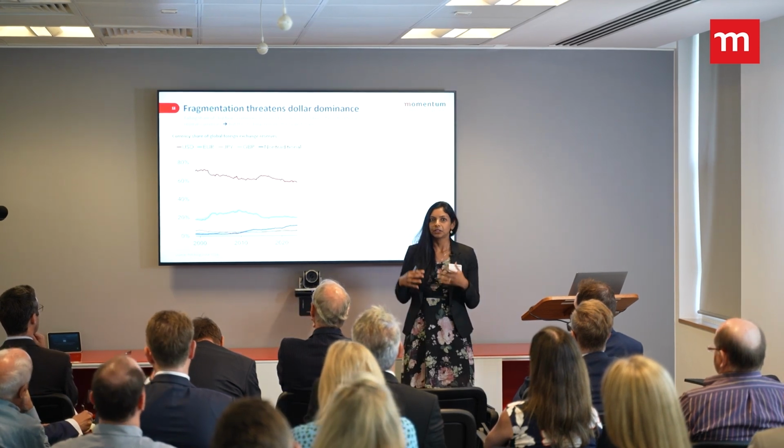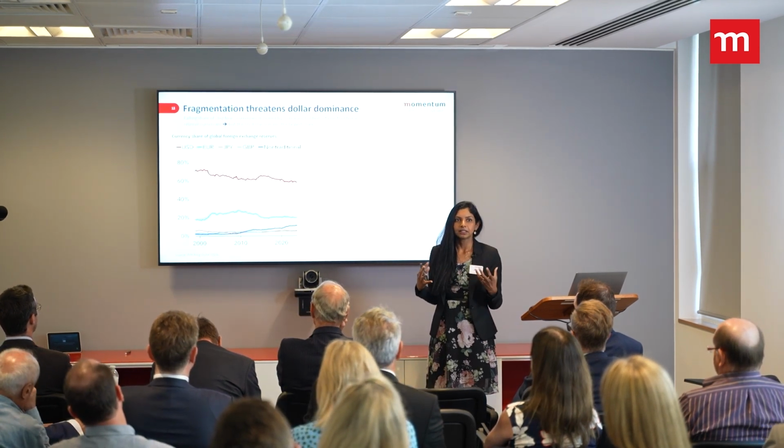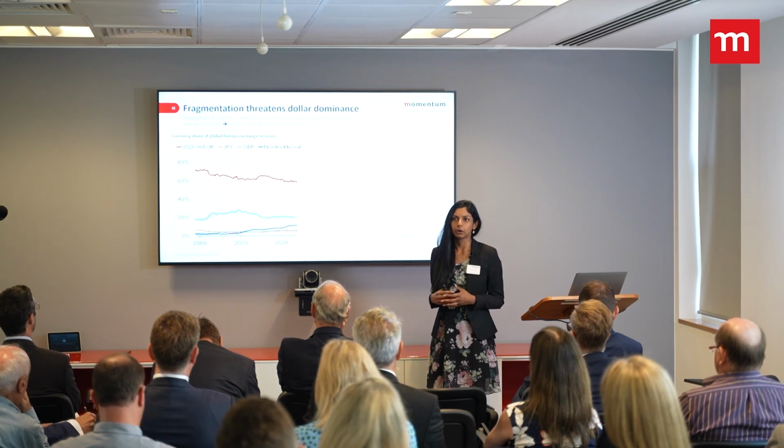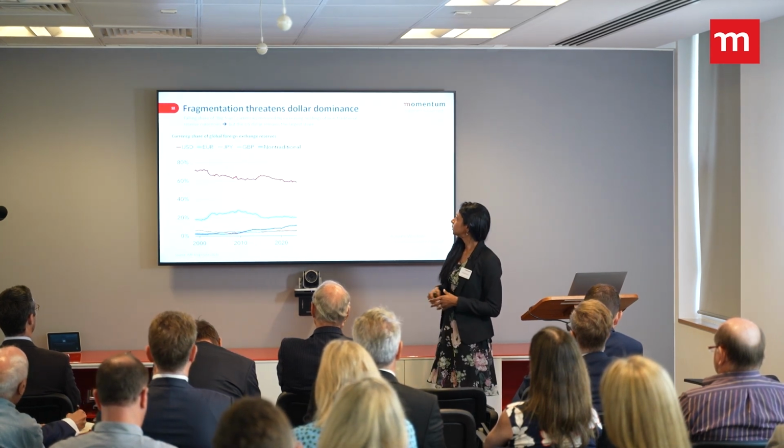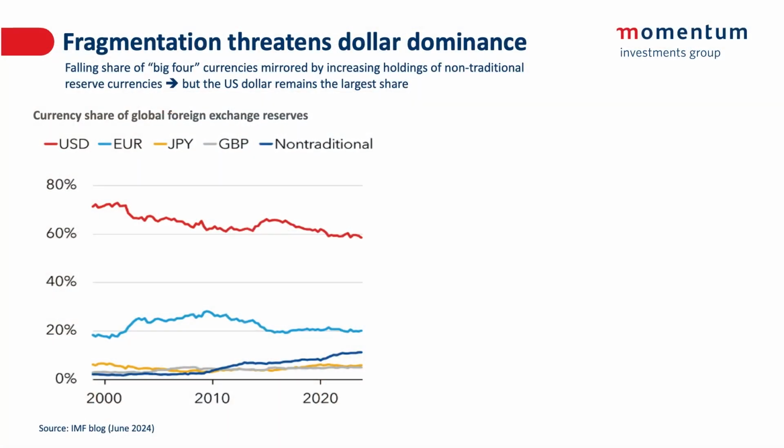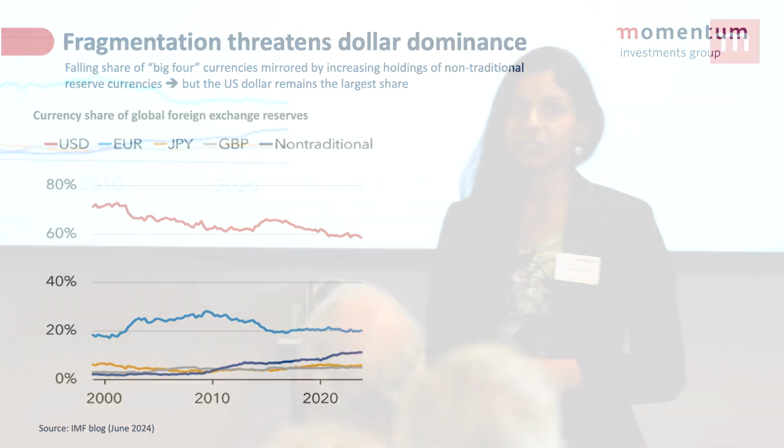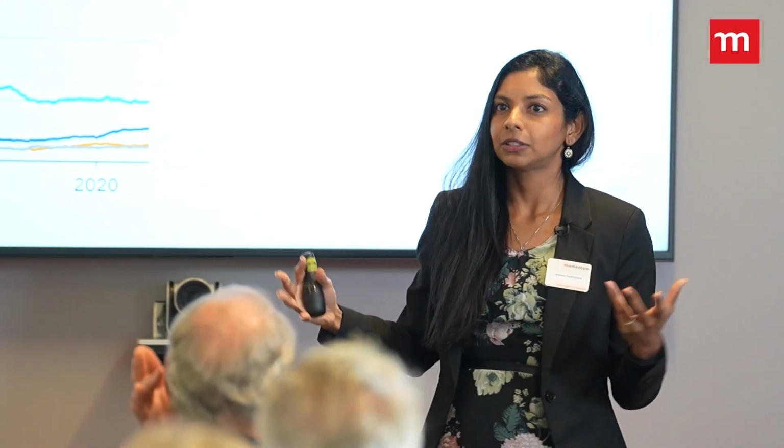However, we don't see the dollar crashing, given that it is still playing a very fundamental role in the global economy. So on the left-hand side here, you can see that the dollar still plays a big role in global FX reserves. So yes, it has declined. It's come down from 70% back in 2000 to about 60% today. But you can see that the next closest contenders are quite low on that list.